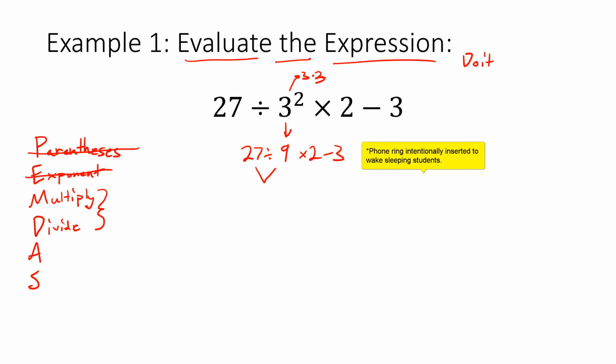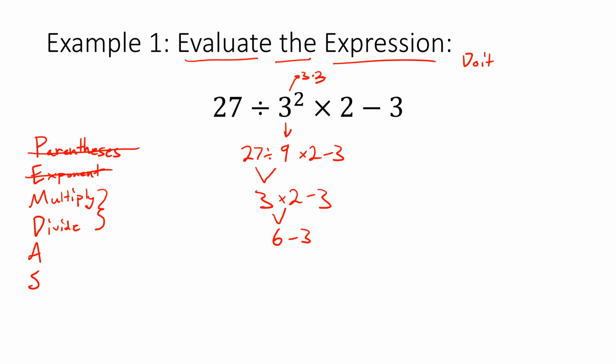That's a multiply or divide. And 27 divided by 9 is 3. And again, I'm going to copy the whole rest of the problem. Now, I'm still in the multiply or divide stage, so I still need to look to see if there's multiplication or division. And obviously, there's multiplication. So I'm going to do 3 times 2, that's 6.